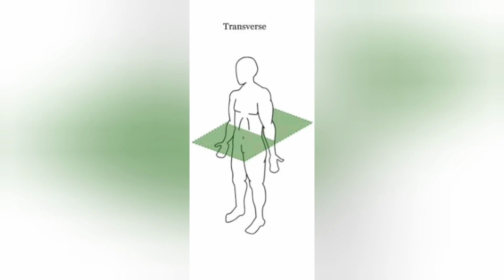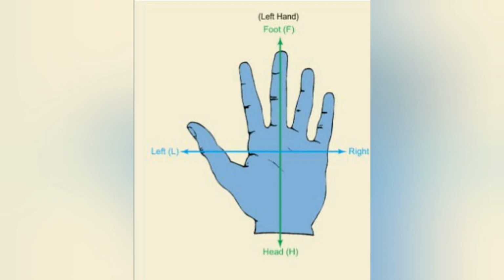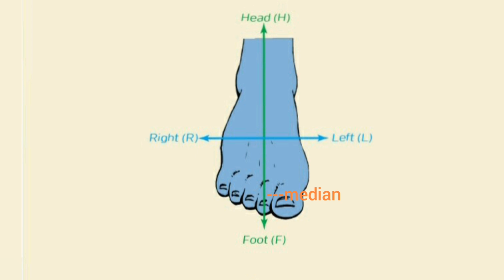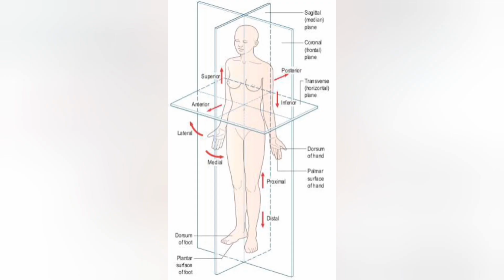Transverse plane is a horizontal plane perpendicular to both the above ones. There is also a special case. In the forelimb, median passes through the middle finger, but in the hind limb, median passes through the second finger. Various positions, planes, and terms in relation to various regions and movements are described as follows.